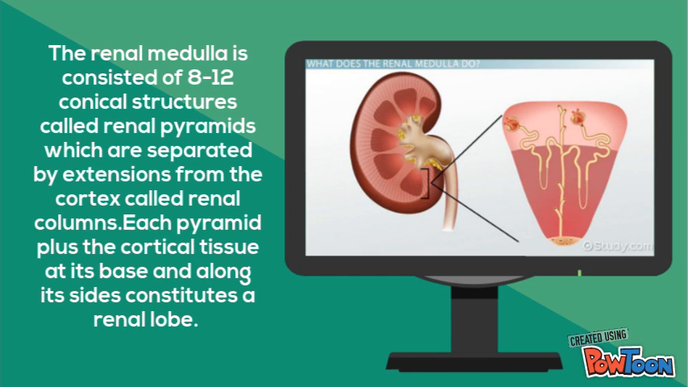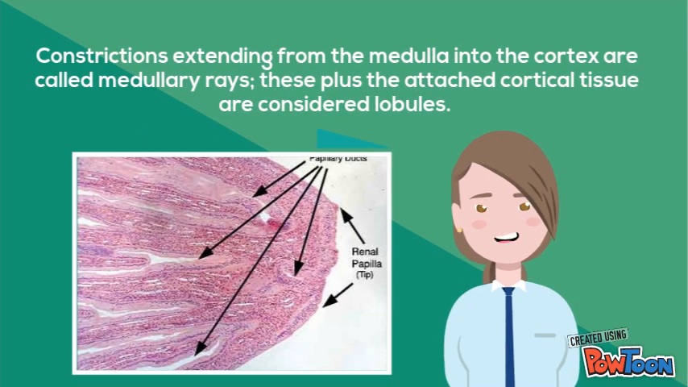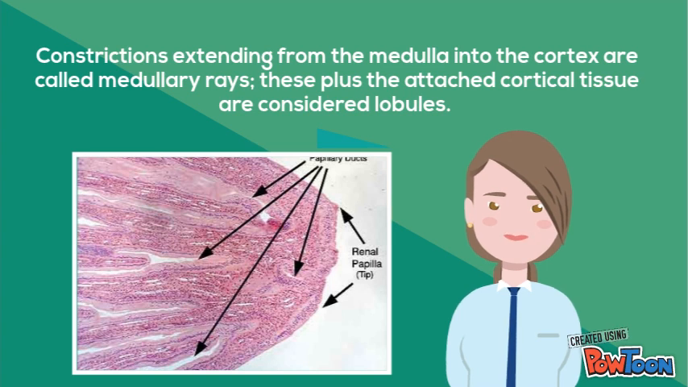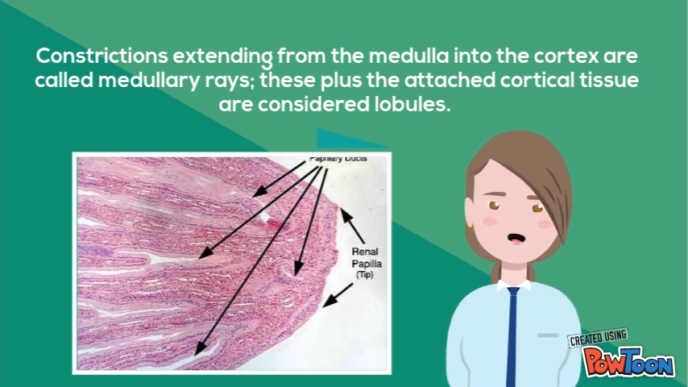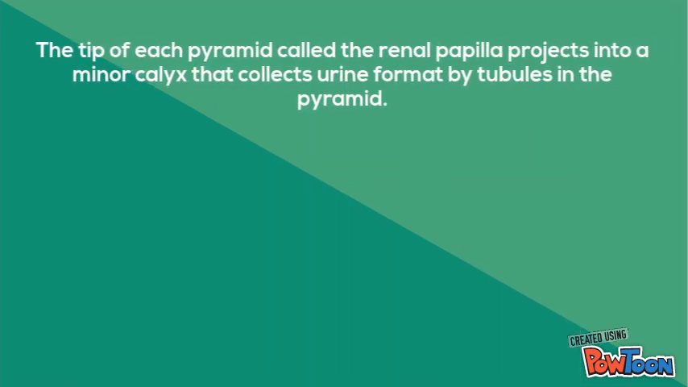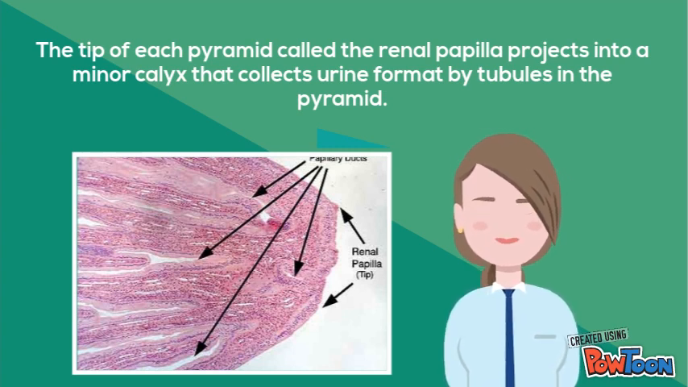Each pyramid plus the cortical tissue at its base and along its side constitutes a renal lobe. Striations extending from the medulla into the cortex are called medullary rays. This, plus the attached cortical tissue, is considered a lobule. The tip of each pyramid, called the renal papilla, projects into a minor calyx that collects urine formed by tubules in the pyramid.